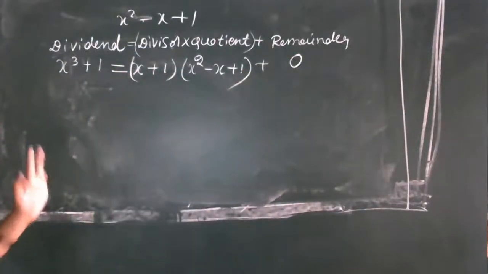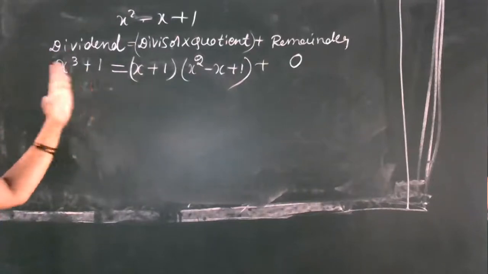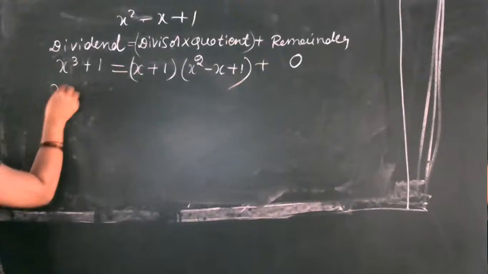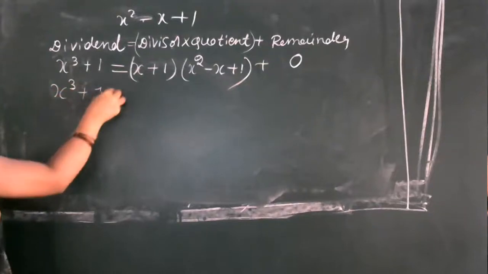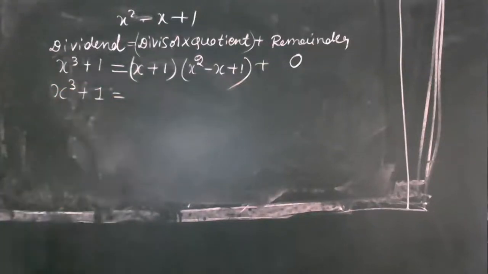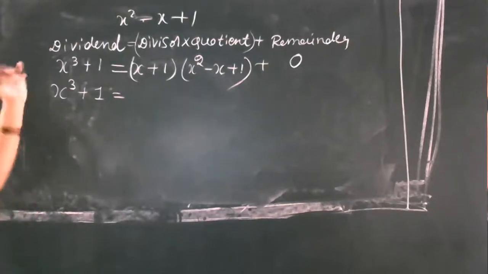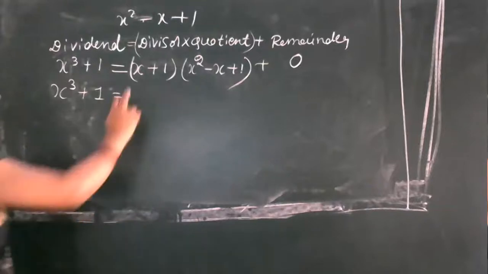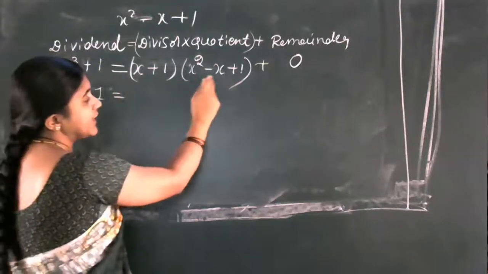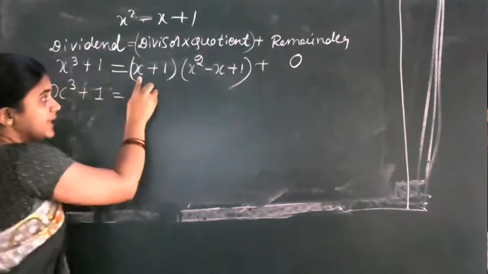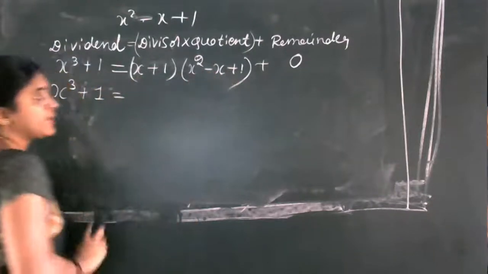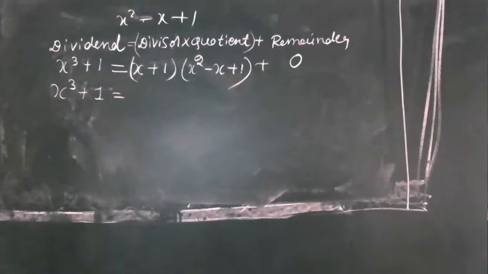Got the clear picture now? Dividend is equal to divisor into quotient plus remainder. Now the dividend is ready. We cannot do anything on the dividend side. The LHS is already ready because x cube plus 1 has unlike terms. That is the end of the LHS part. But in the RHS part, we can do something, that is multiplication: x plus 1 into x square minus x plus 1. Here you observe, the divisor is a binomial and the quotient is a trinomial. Binomial into trinomial we have to do now.